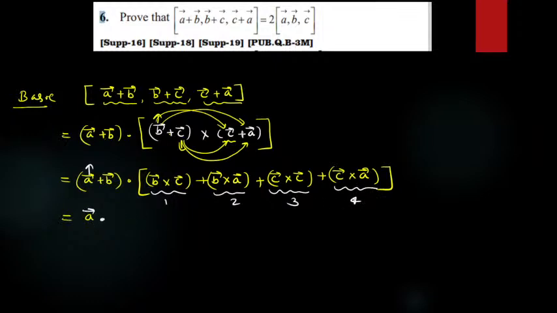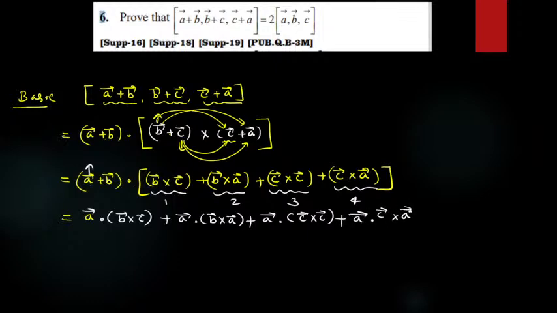So A dot first one, that is A dot B cross C, plus A dot second one, that is A dot B cross A, plus. Next again A dot third one, that is A dot C cross C, plus again A dot fourth one, that is A dot C cross A. Okay, now I am done with A, then I will go with B here. Check out what that is.